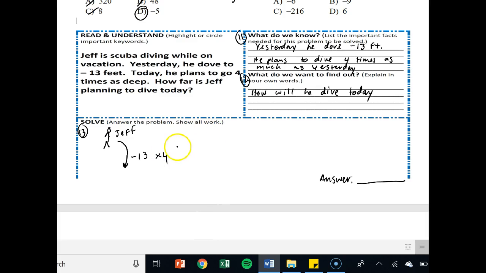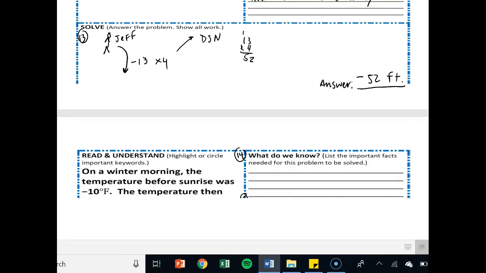So basically, first of all, you're going to label this problem. Obviously, it's DSN, different signs negative, so our answer can be negative. Basically, then you're just going to say 13 times 4. So what is that? That is 52, but remember it's a -52, and please put your units, feet. Don't just say -52. Nobody knows what that means. -52 feet, right? Cool, that's showing all your work there.